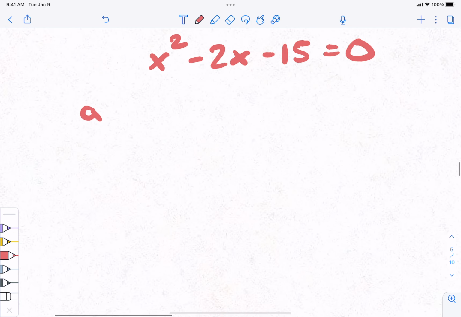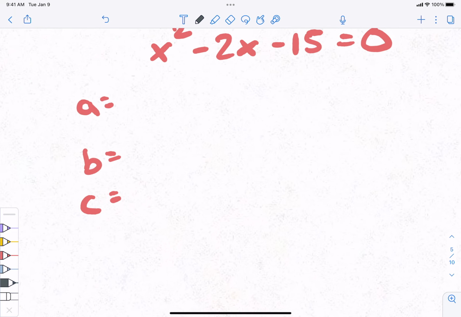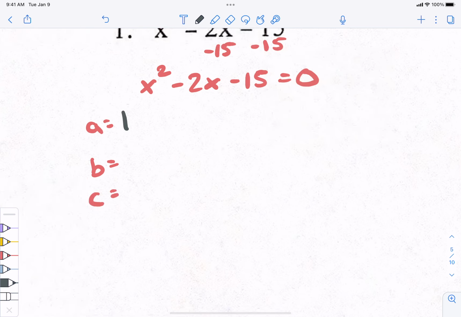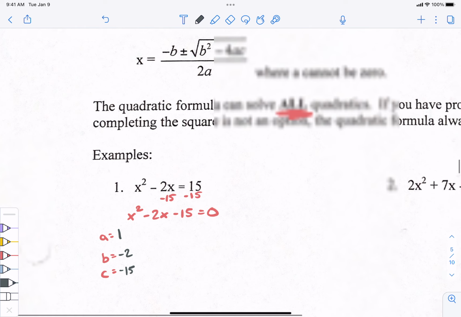All right, then we label ABC. Okay? A is what? 1. B, negative 2. C, negative 15. Okay, so now we're going to do the whole quadratic formula. It's right here if you need to see it, right there at the top.